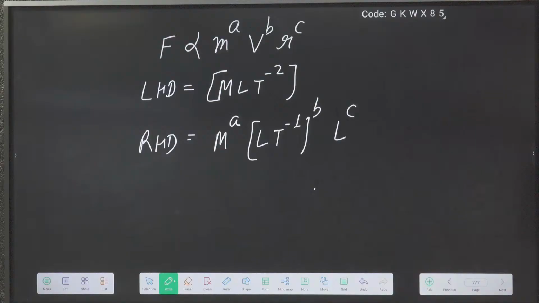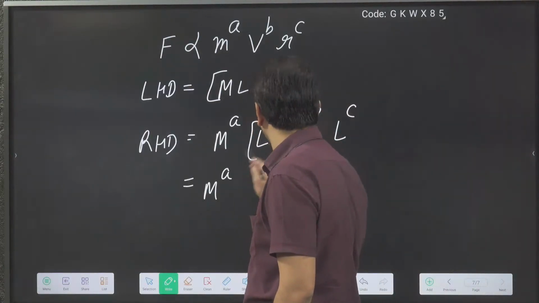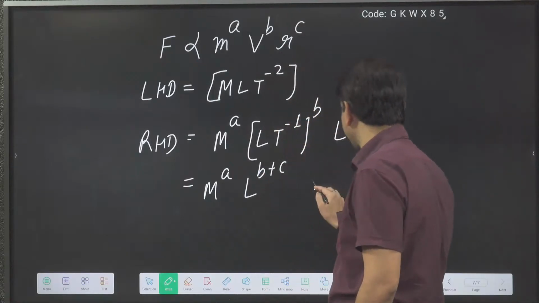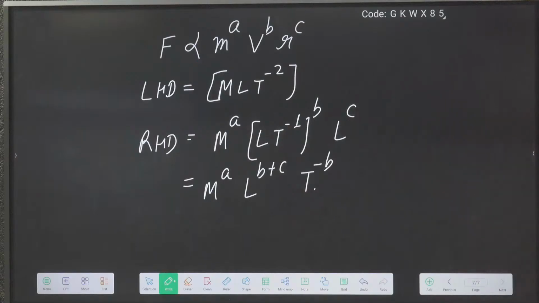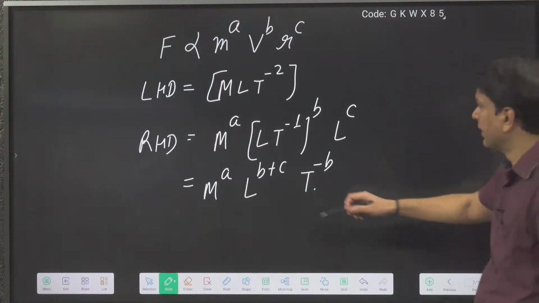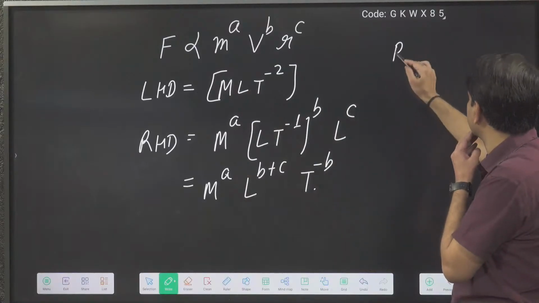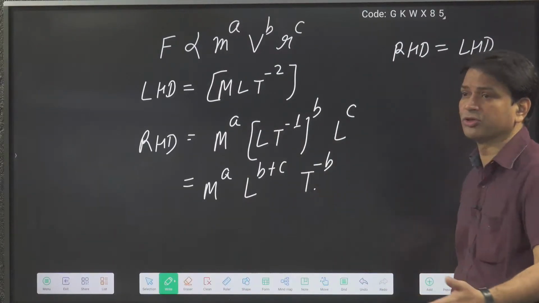This everybody got. Now total m power, what did I get? Total m power we have a only. L power, what did I get? L to the power b plus c. And T to the power, what did I get? T to the power minus b. Okay, RHD I got this. Now if I compare, here m to the power a, here m to the power 1. RHD is equal to LHD. For the equation, this has to satisfy homogeneity.